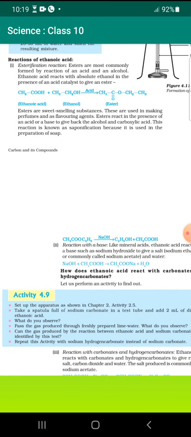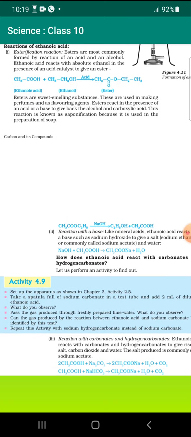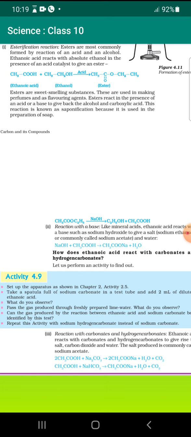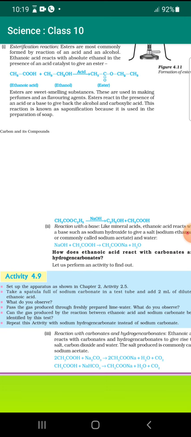Reactions of ethanoic acid. Esters. Esterification reaction. Esters are most commonly formed by reaction of an acid and an alcohol. Ethanoic acid reacts with absolute ethanol in the presence of an acid catalyst to give an ester. Esters are sweet smelling substances. These are used in making perfumes and as flavoring agents.